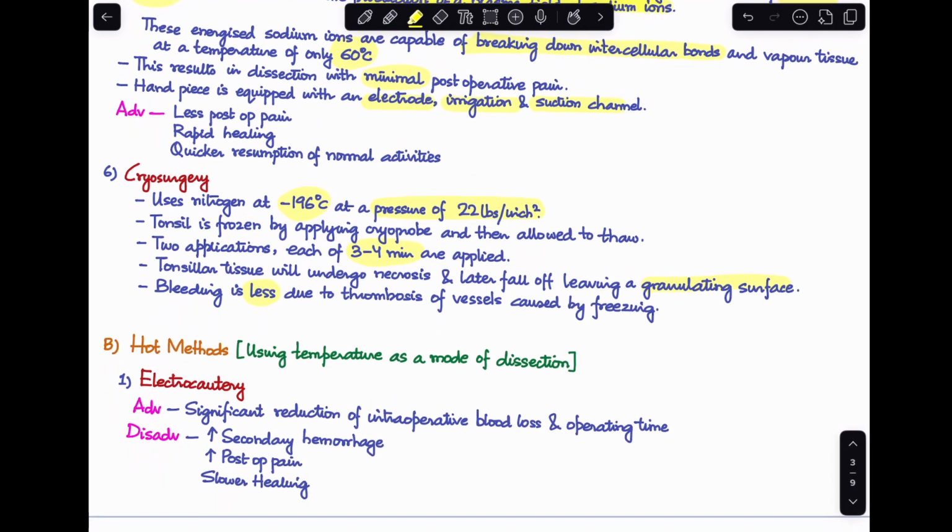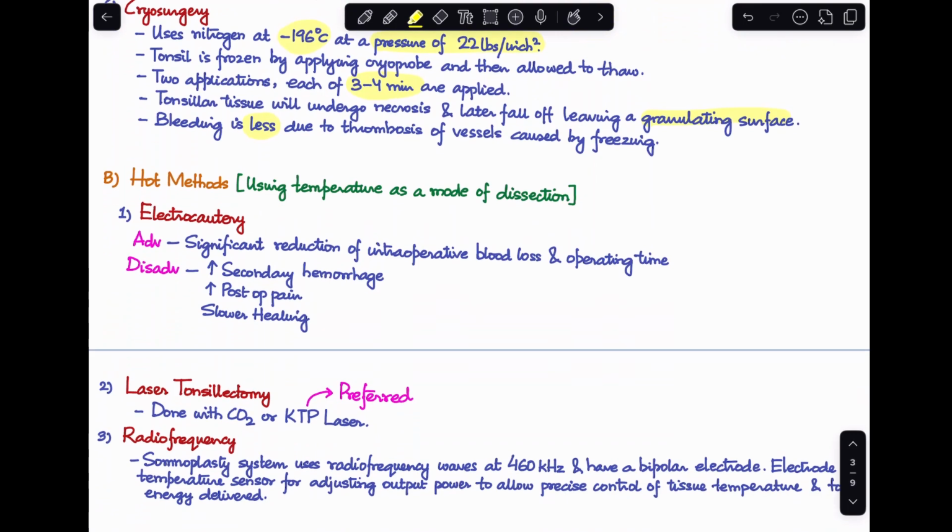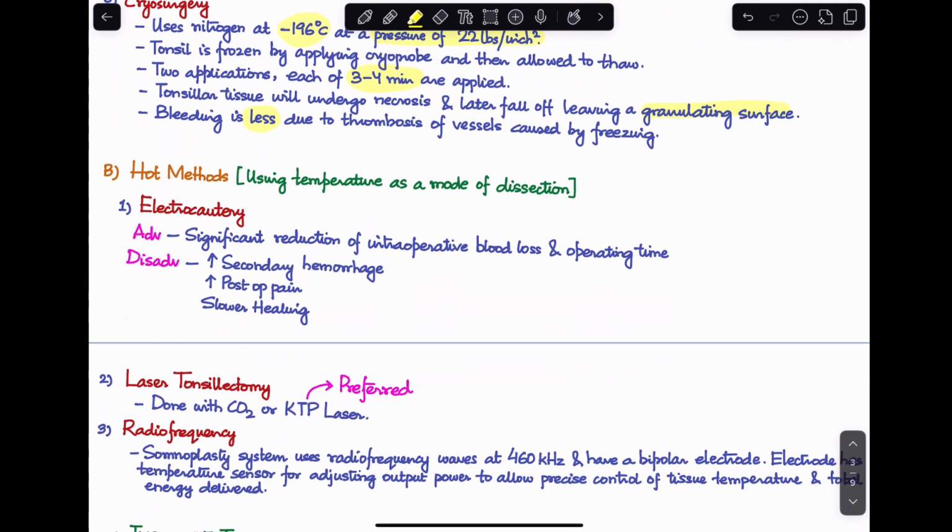Next, let's talk about the hot methods of tonsillectomy. There are 3 such methods. So, hot methods are ones where we are using temperature as a mode of dissection. The first one here is electrocautery. Now, what is the advantage of electrocautery? Here, we see a significant reduction of intraoperative blood loss and operating time. But this also comes with its own disadvantages: increased secondary hemorrhage, increased postoperative pain, and slower healing in these cases. So this is about electrocautery.